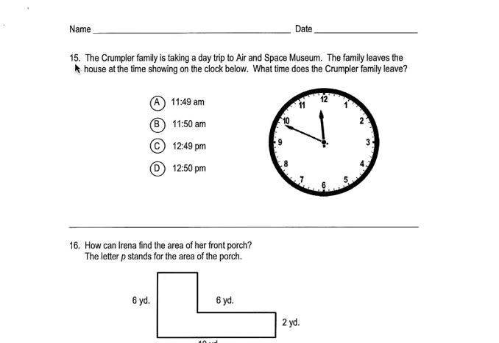Number 15. The Crumpler family is taking a day trip to the Air and Space Museum. The family leaves the house at the time showing on the clock below. What time does the Crumpler family leave? We need to look at this clock.